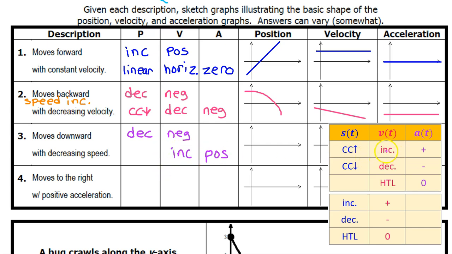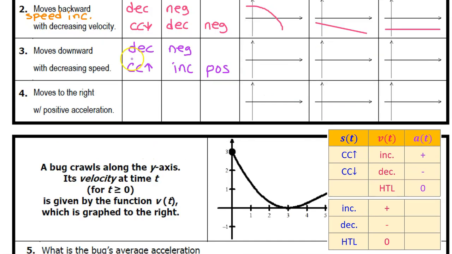And if velocity is increasing, the position function is concave up. We must draw the position function as decreasing and concave up, so something like this would work. The velocity function must be negative and increasing, so something like this would work. And all we know about the acceleration function is that it is positive, so I'm just going to keep it simple.